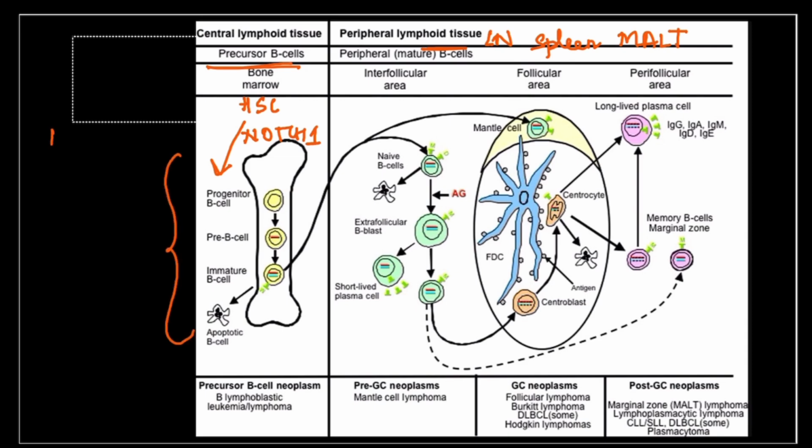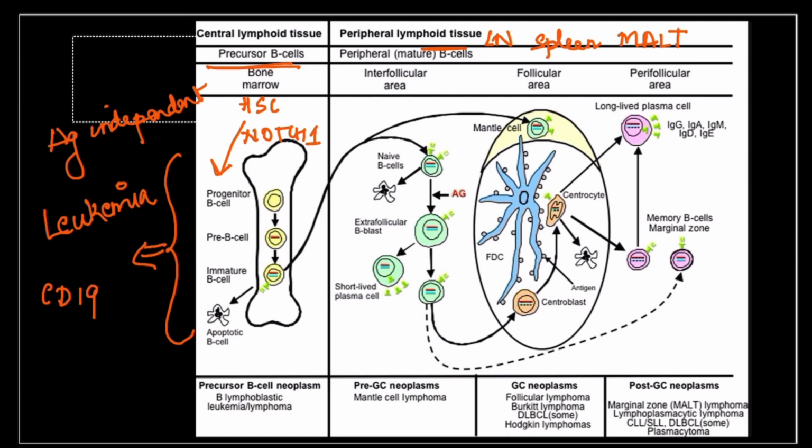Now, all these stages are antigen-independent maturation because they are happening without the help of the antigen. So, any tumors that arise at this stage are called leukemia, and it happens in the bone marrow or in the blood. All of these are precursor B cell stages, and hence all of them are going to be positive for CD19, which is the pan B cell marker.